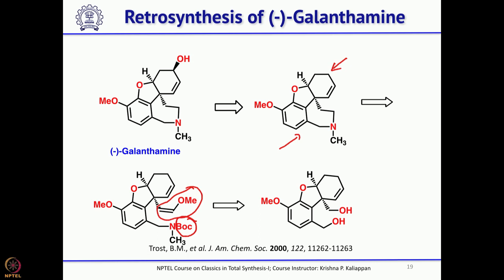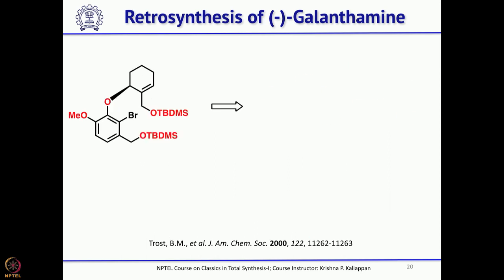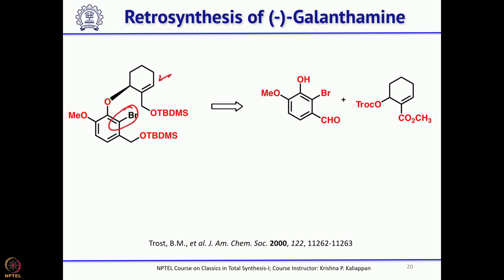This enol ether as well as N-Boc can be obtained from this diol. Though these two primary alcohols look almost the same, one is a benzylic alcohol, so that can be selectively oxidized. That way you can easily differentiate these two primary alcohols, and this diol was obtained using the Heck reaction. You can see you have a double bond and you have a bromoaryl compound. This can undergo Heck reaction, and while doing that, this double bond will migrate, followed by allylic oxidation, and you will get galanthamine. And this can be easily obtained from these two using asymmetric allylic alkylation. That is the key step in Barry Trost's total synthesis of galanthamine.